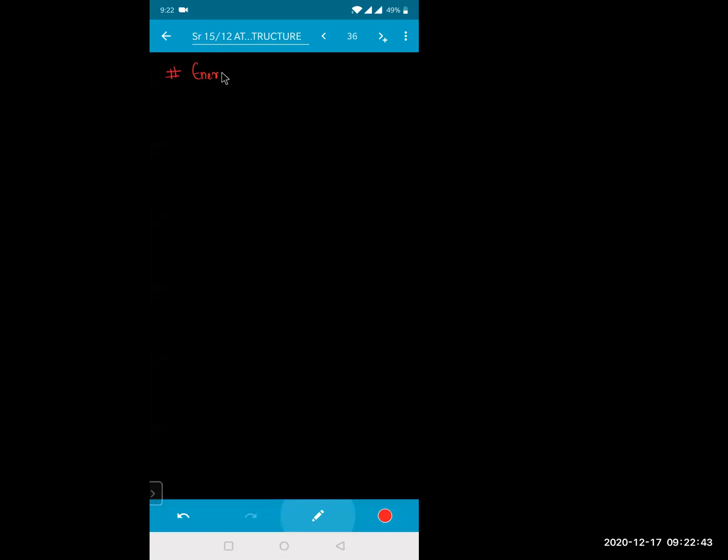Energy of electron in nth orbit. So we need to calculate the energy of the electron in the nth orbit. Here kinetic energy K is equal to half m v square, and that is equal to z e square divided by 8 pi epsilon naught r.